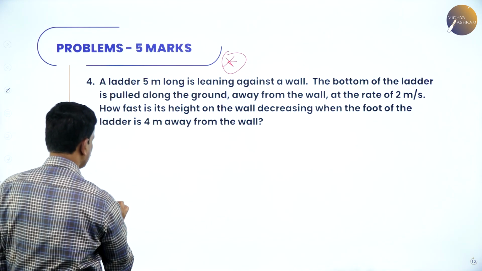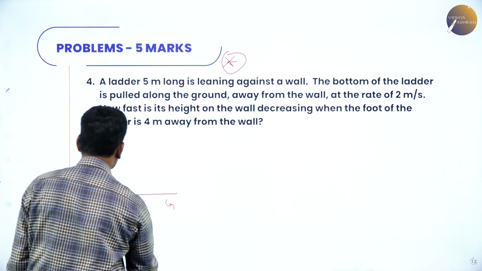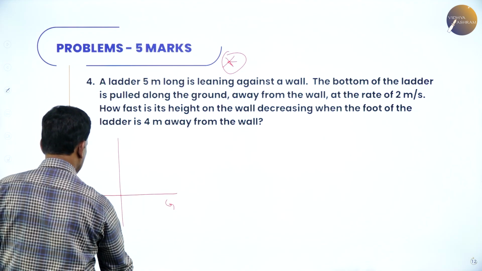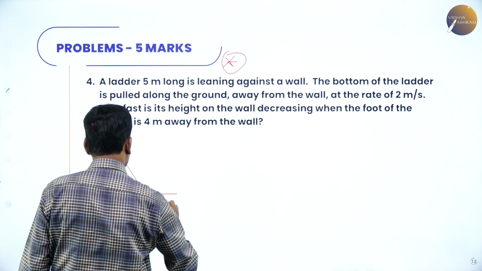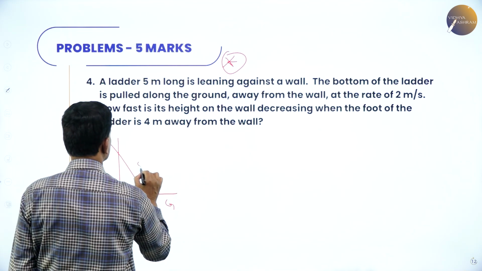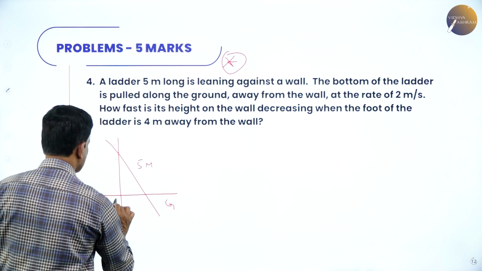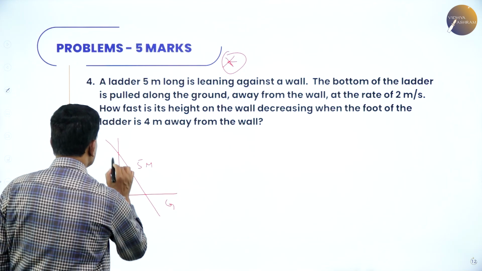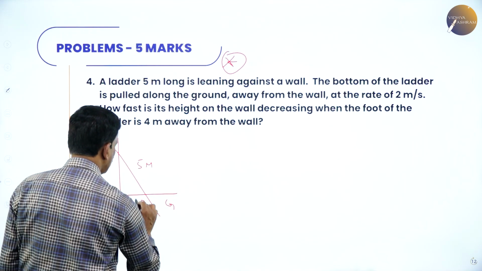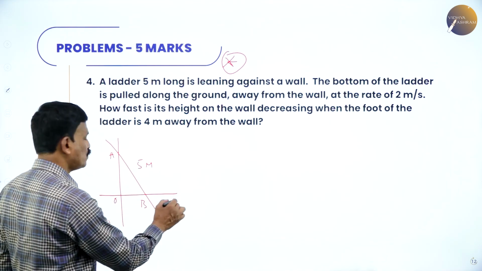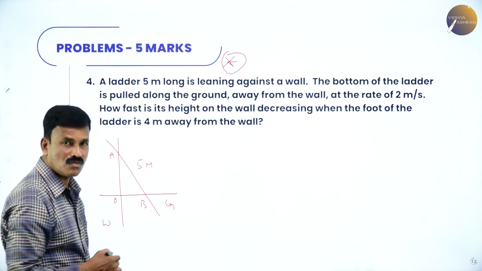Very simple problem. This is the ground, right? And this is the wall, right? Now a ladder, this is a ladder. What is the length of the ladder? This is 5 meters. Now let us represent this as O, this is A and B. AB is the ladder, OB is the ground and OA is the wall.